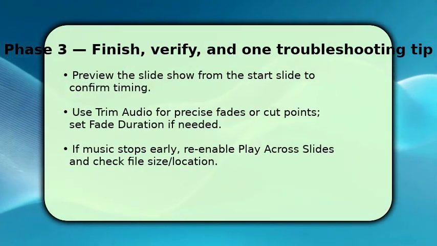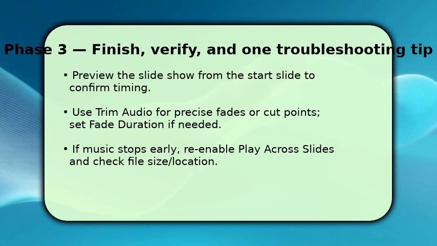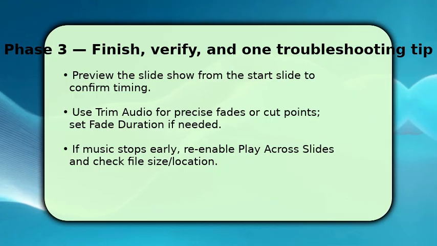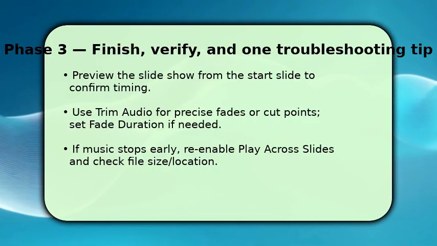Play the slideshow from the designated start slide, watch transitions, and listen for cutoffs. Adjust fade and slash out and trim audio to smooth edges. If the track should end on a specific slide, set stop playing after X slides.